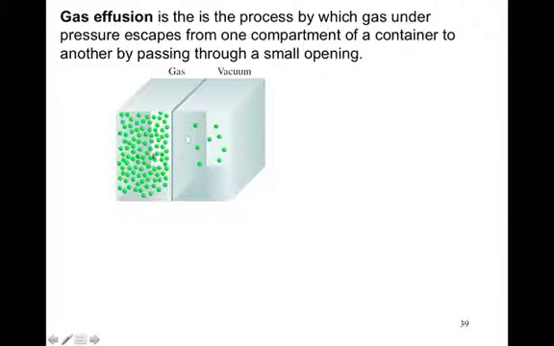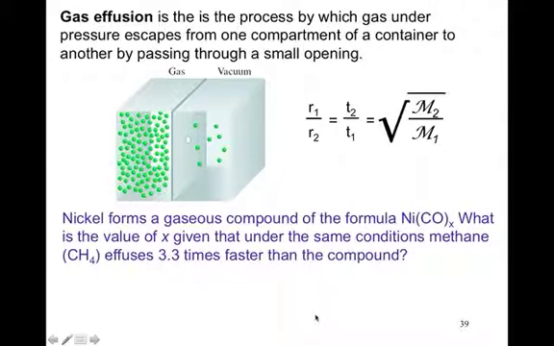And so effusion, as opposed to diffusion, has to occur through a small hole. So they have to escape from one compartment to another. And here, again, just like before, it's related to their molecular masses, the square root. And that's not one we're going to see a lot of problems over. But here's one that's a little tricky.